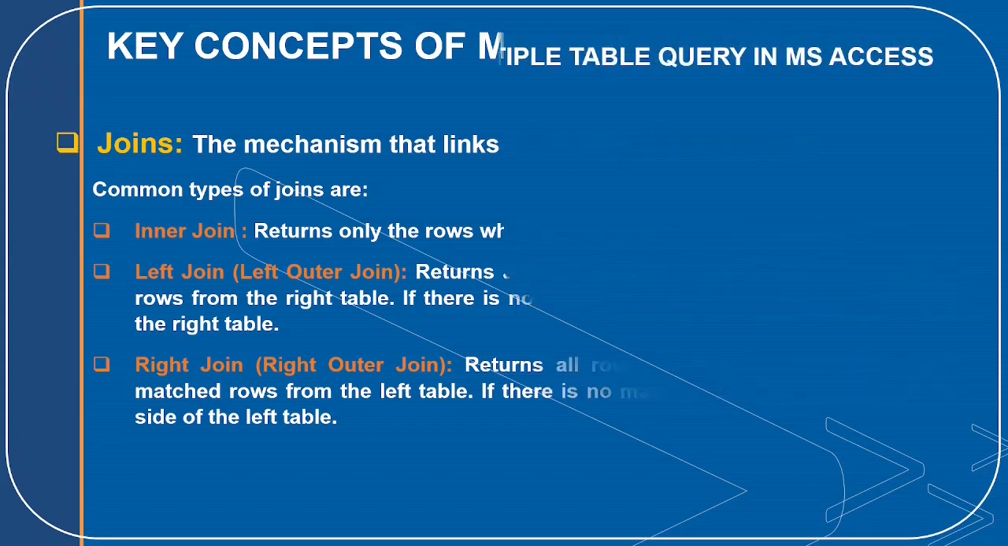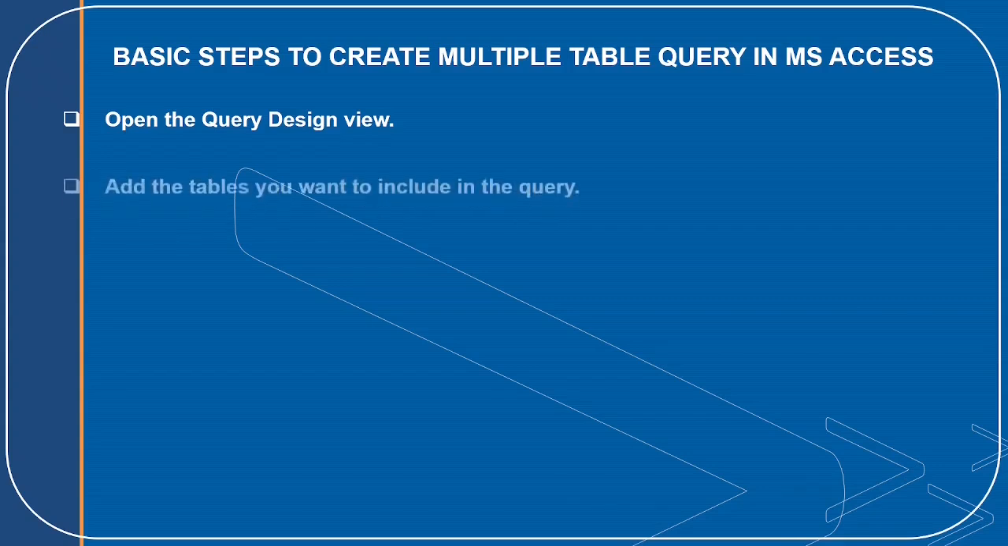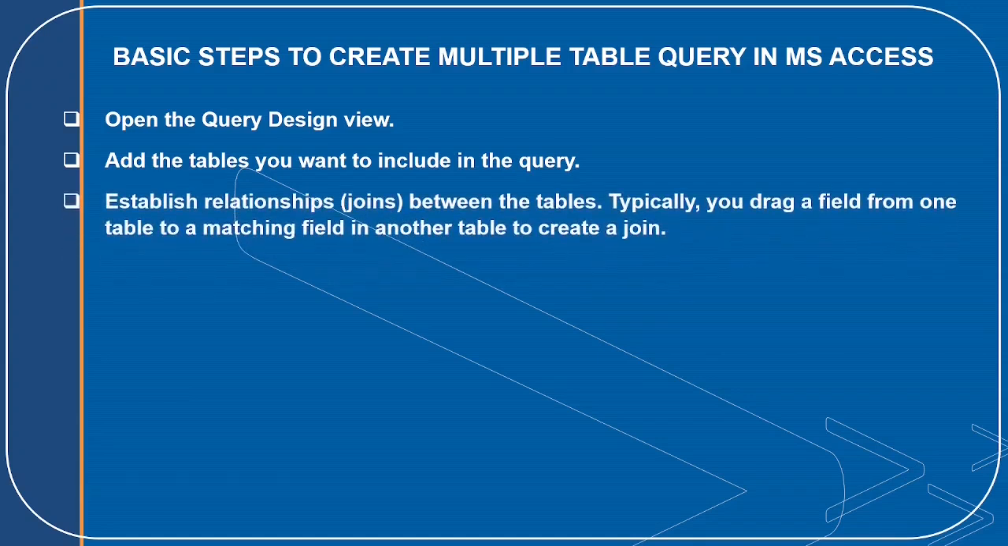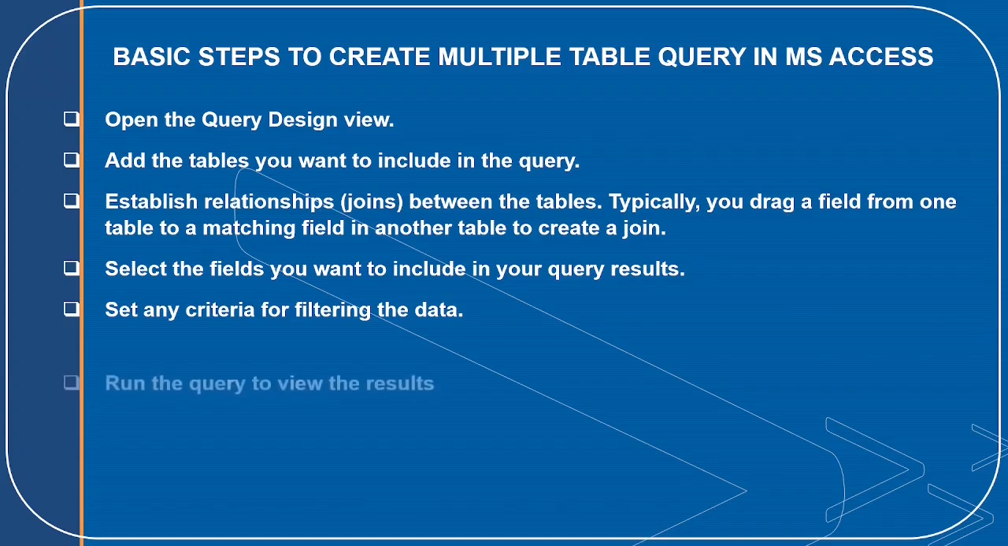These are the steps to create a multiple table query. Step 1. Open the query design view. Step 2. Add the tables you want to include in the query. Step 3. Establish relationships, joins, between the tables. Typically, you drag a field from one table to a matching field in another table to create a join. Step 4. Select the fields you want to include in your query results. Step 5. Set any criteria for filtering the data. Step 6. Run the query to view the results. Let's jump into msaccess to closely look into this concept.